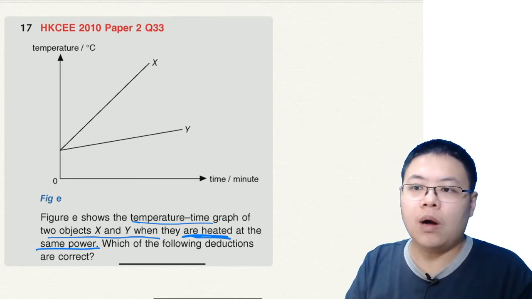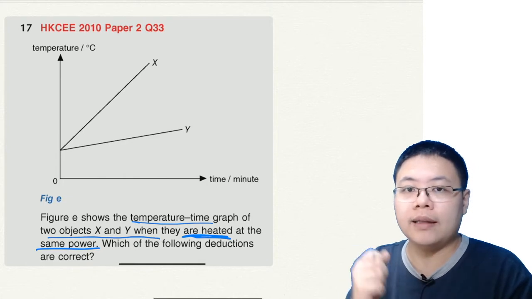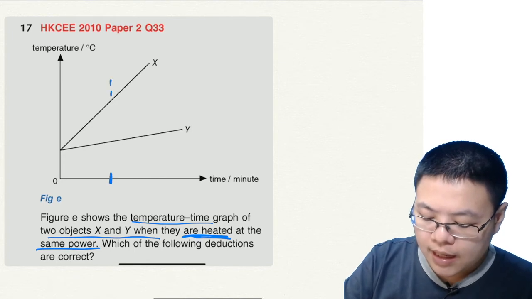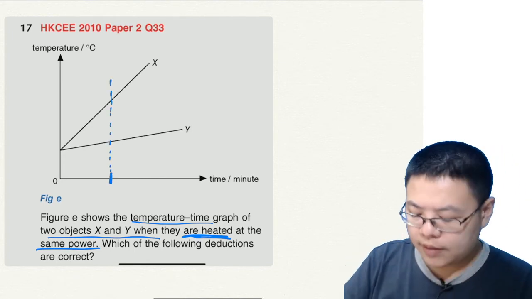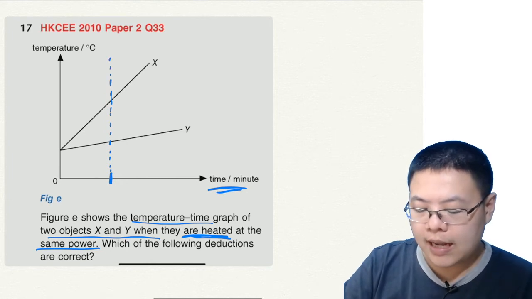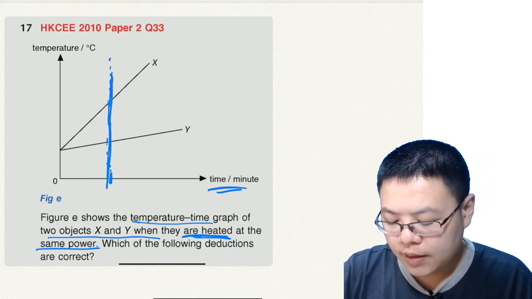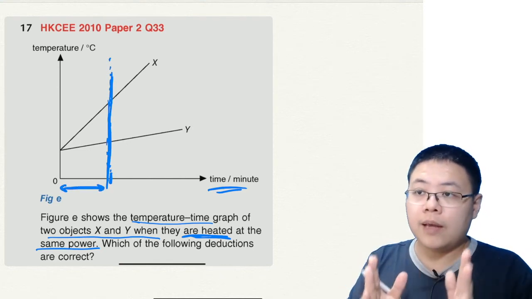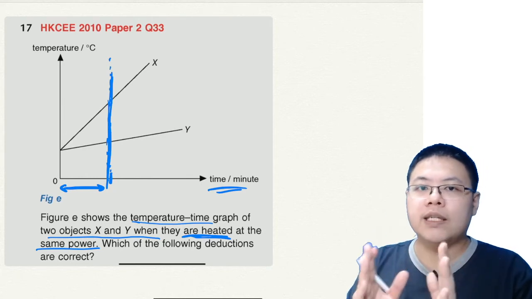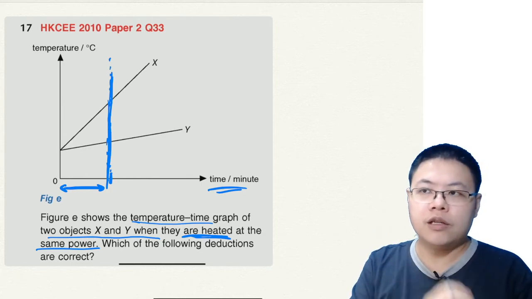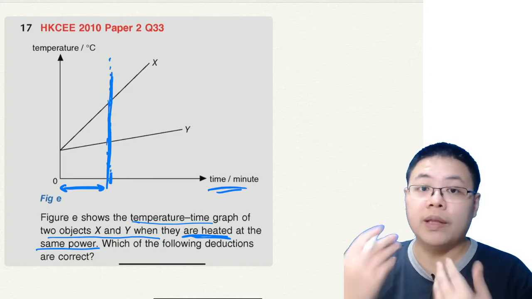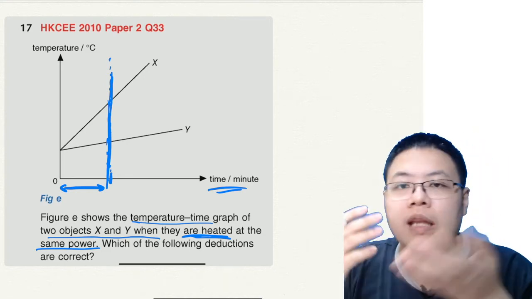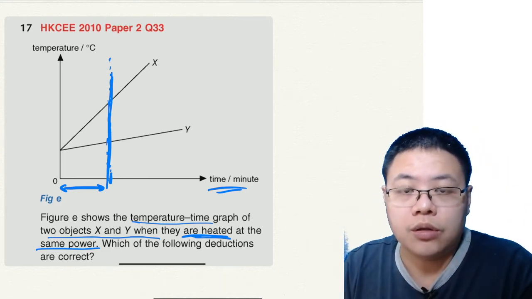Energy is equal to the product of power and time. So if we have the same power, and let's say at a certain moment, this is measuring time, right? So if I cut a vertical line here, then the period is the duration of time. Then the amount of energy received from the energy source by object X and object Y will be the same. But having the same amount of energy, which one has a larger temperature change? Okay.